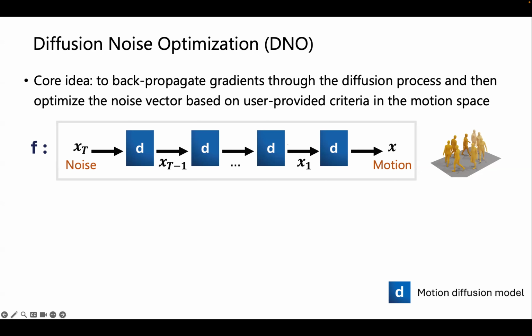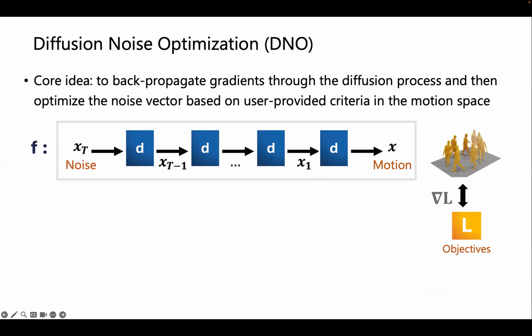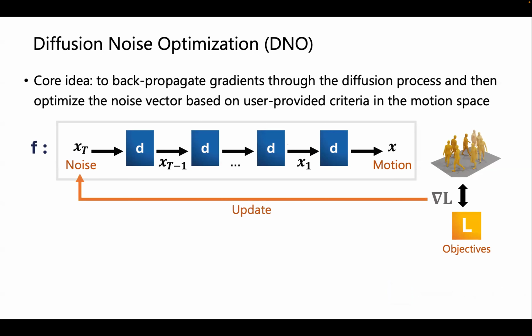Just an illustration: we start from some random noise, we go through this ODE solver, and we get the motion. Then we define an objective in the motion space. For example, the person should avoid some collision, or the person should reach some certain point. Then we backpropagate the gradient through this ODE solver to update the diffusion noise.